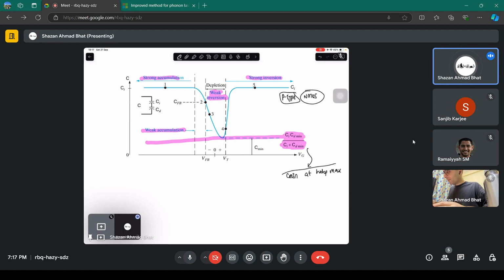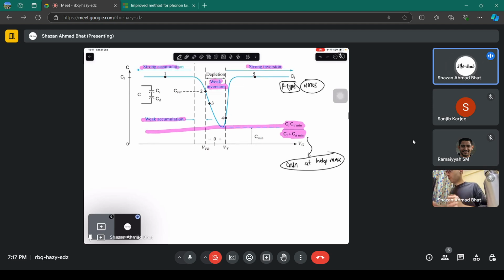The capacitance will be minimum when the depletion width will be maximum, because it is inversely proportional to the depletion width. Note that at this particular value, which is called the threshold voltage, inversion starts to begin. So when V is greater than or equal to V threshold, you have moved into the inversion region.